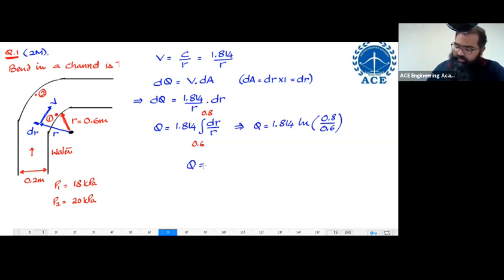0.522. So it is equal to 0.522 meter cube per second. This is the value of discharge we are having in this particular case.